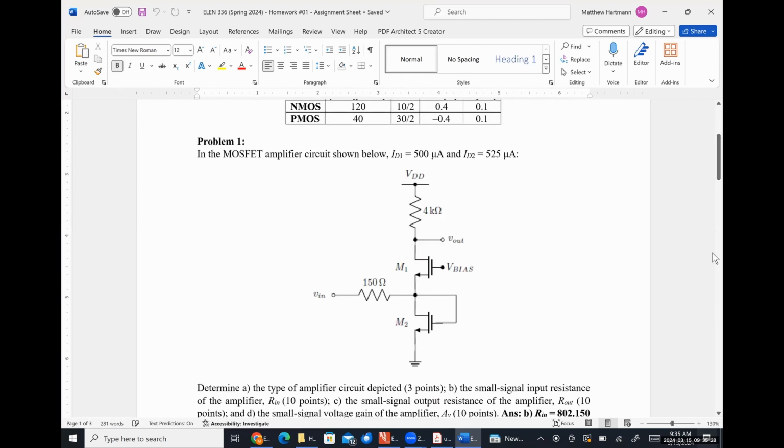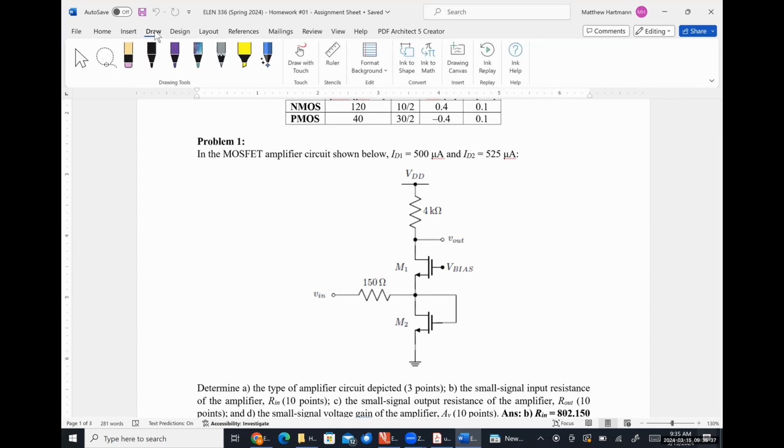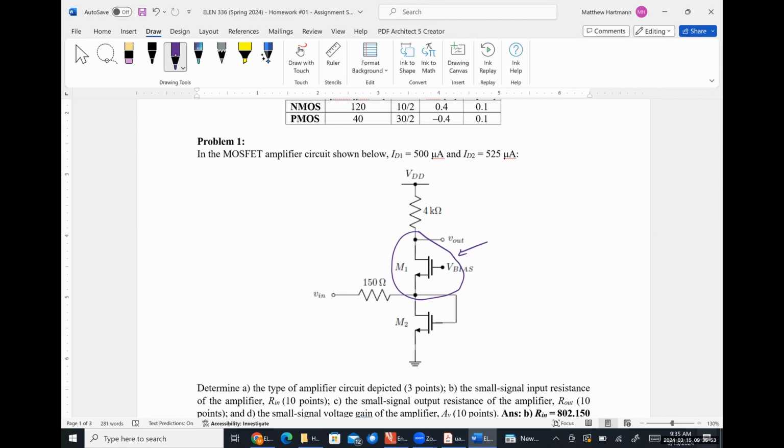All right, so let's just look at this one really quickly. So let's go to draw. This part right here that I've circled in purple, what is that? That's the amplifier part. The input signal is applied to the source, the output signal is taken at the drain, so this is a common gate amplifier.